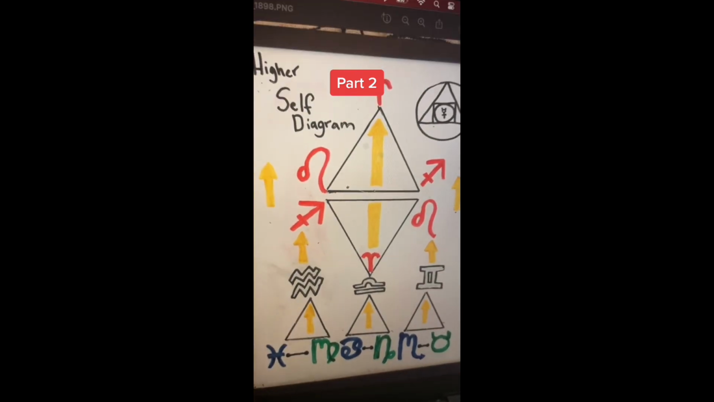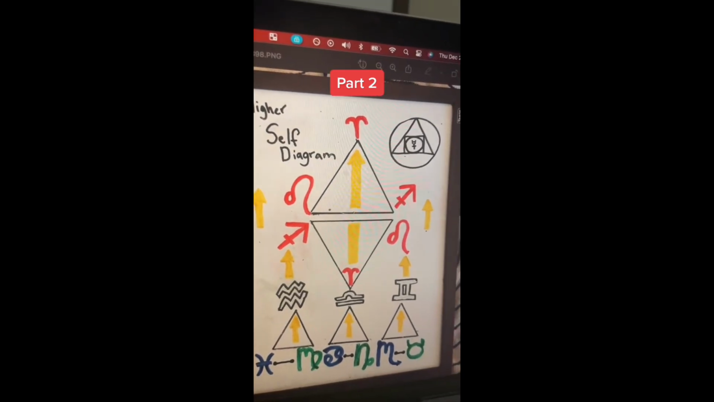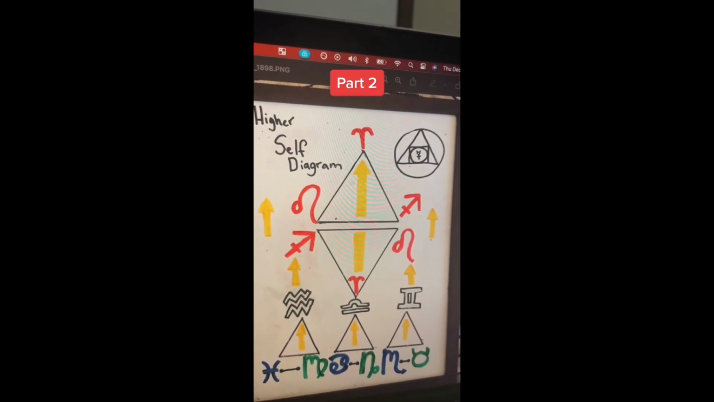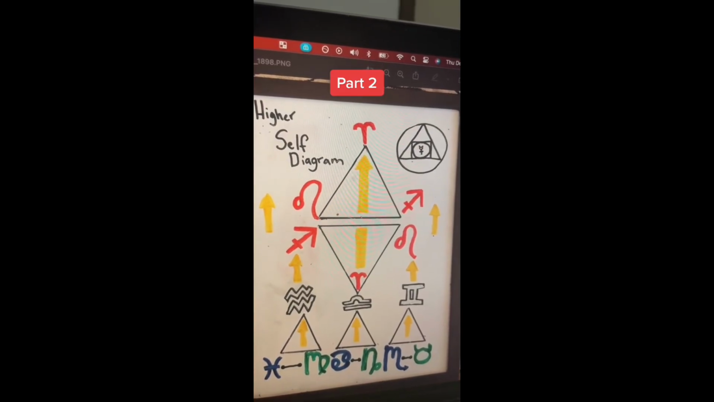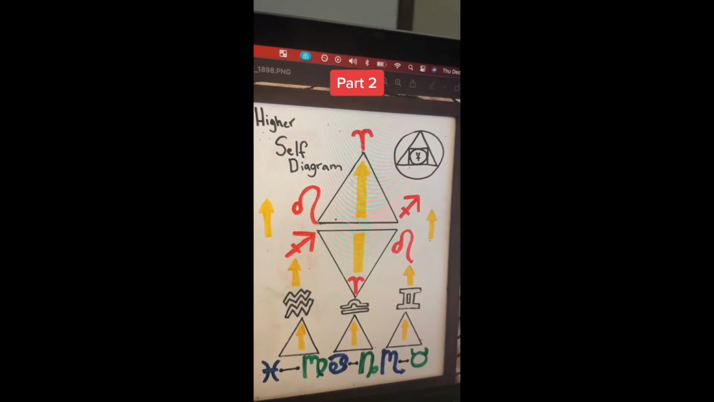Alright, so there is actually an infinite number of ways you can look at this diagram. You can just meditate on it, you can use it as a simulacrum, and it will allow you to develop a greater coherence with your own higher mind, your own higher self.